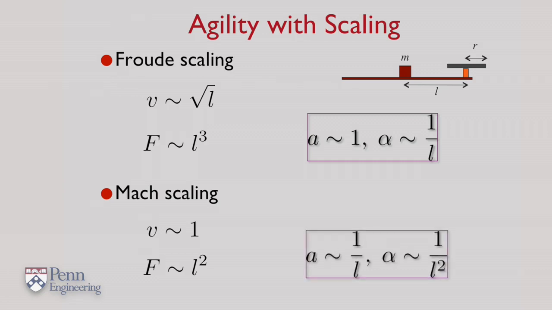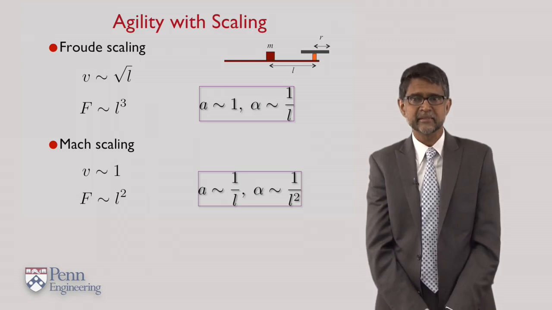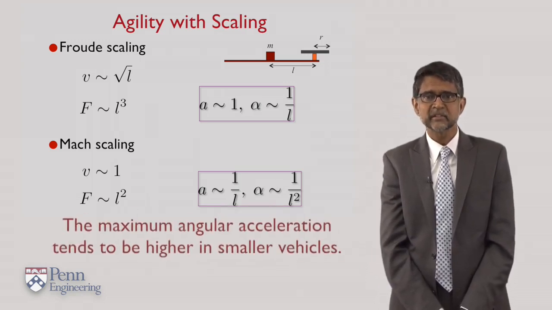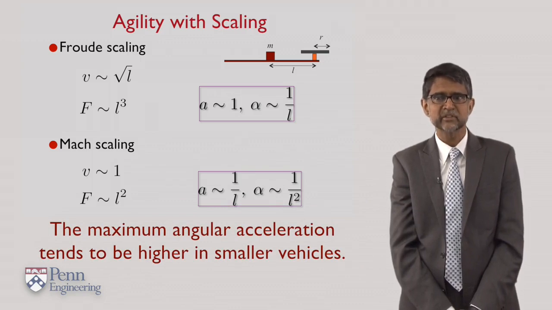In both cases, you will see that the angular acceleration increases as you scale down the size of the platform. And this, in fact, results in greater agility. So that's really the key idea. The smaller you make the vehicle, the larger the acceleration you can produce in the angular direction. And this allows greater agility.